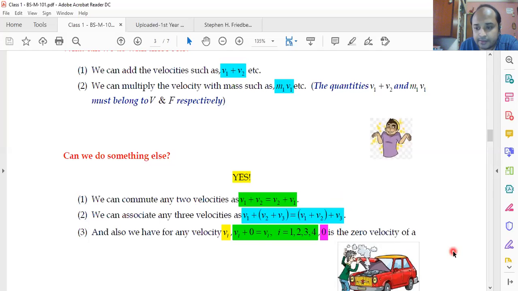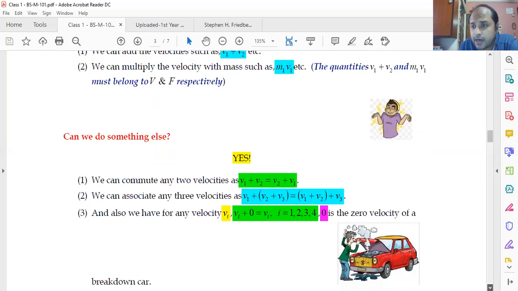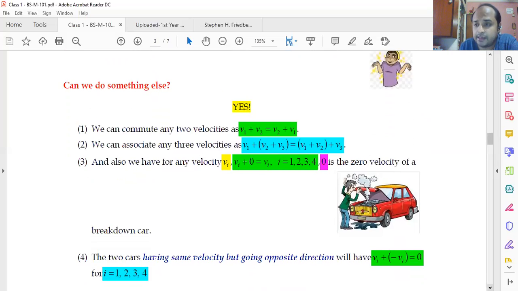Then you know that if your car has a breakdown and it has stopped for some reason or other, then the velocity is zero. It's called zero velocity. And a zero velocity, when added to any non-zero velocity, doesn't change the characteristics of the non-zero velocity. So I can write vi plus 0 equal to vi. This 0 is not the scalar 0. This 0 is the velocity 0. It is a vector 0.